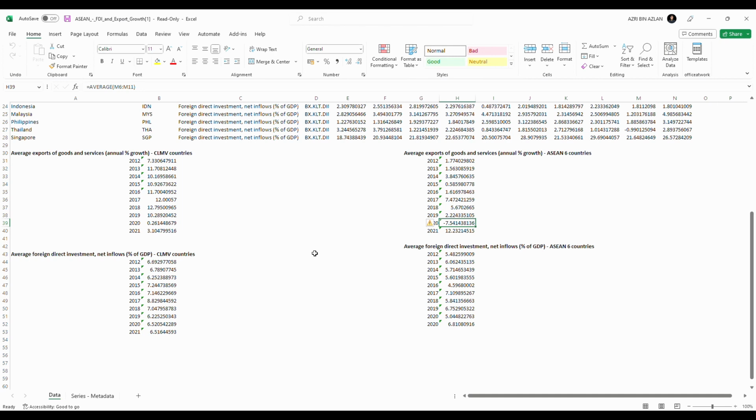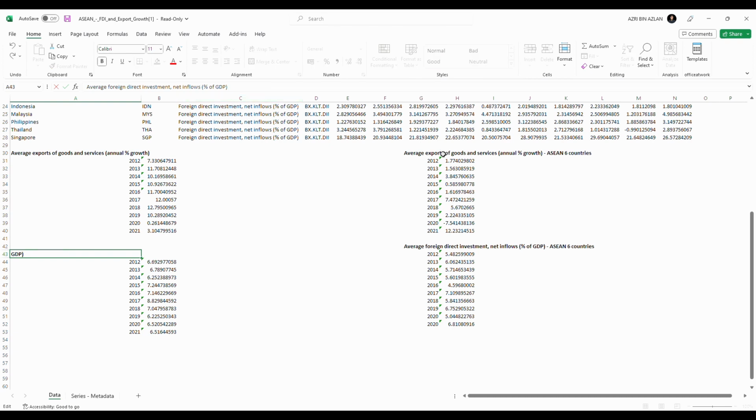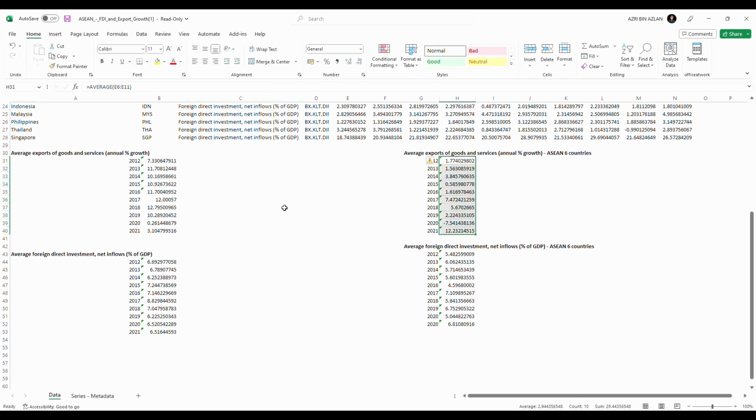Bismillahirrahmanirrahim. Assalamualaikum. My name is Azri, so I'm going to continue the presentation. So basically, this data that has been prepared by my pair is not suitable for transforming it into a graph. So therefore I'm going to adjust it a little bit.